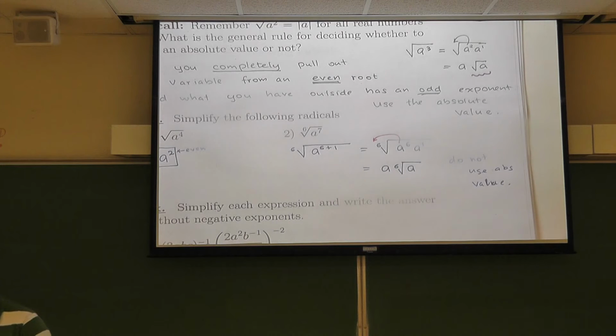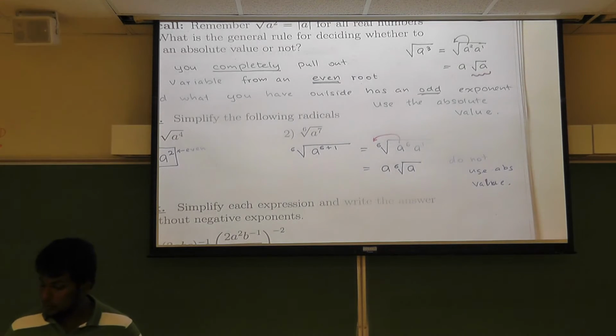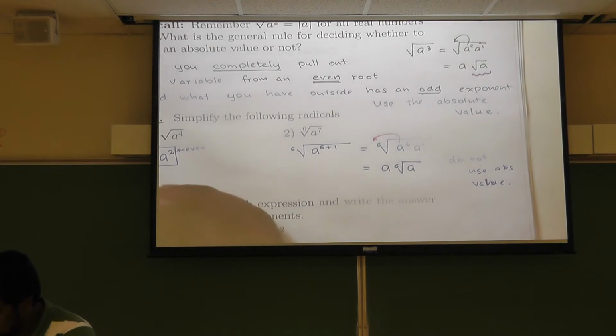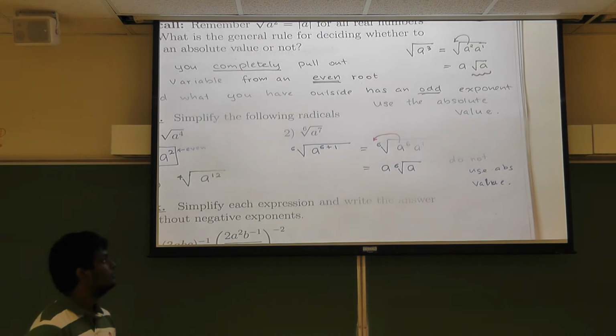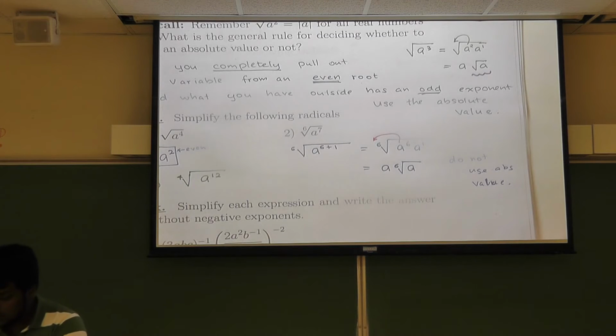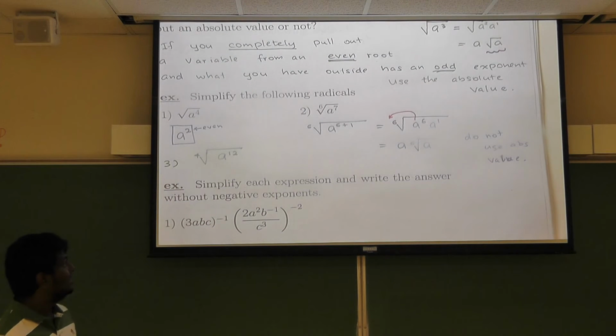Okay, so one more example to show you where I would use the absolute value. Let's say example number 3: the fourth root of a to the power 12. This is a completely new example. It's not in the lecture notes right now. You can just write it down.